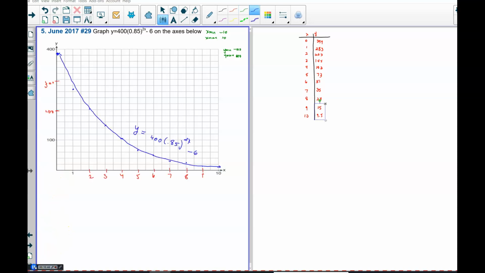Make sure that everything is properly labeled. If this was a real-life problem, you would have to make sure to label the x and y axis with whatever information they gave.